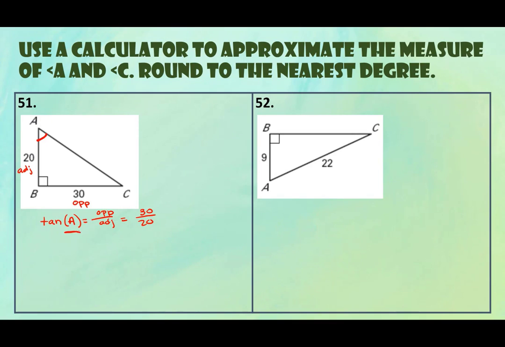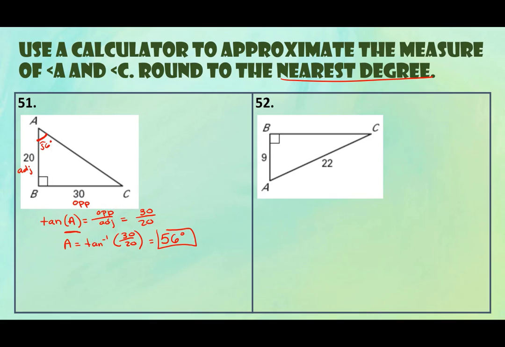Now, to get A by itself, I need to take the inverse of both sides. So A is equal to arc tangent or inverse tangent of 30 over 20. I'm going to put this in my calculator. I'm going to press second tangent, and then 30 divided by 20. And when I put that in my calculator, I get angle A is equal to, to the nearest degree, 56 degrees. So angle A is 56 degrees.